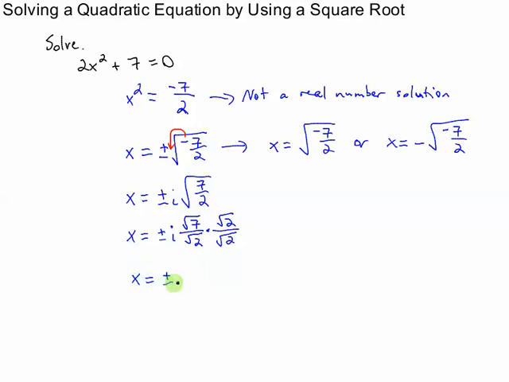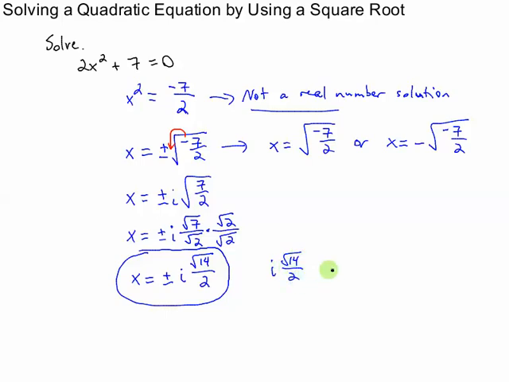So we end up with plus or minus i. On top we have the square root of 14. On bottom, the square root of 2 times the square root of 2 is the square root of 4, which is 2. And there are the complex number solutions. Okay? There's not a real number solution, but there are two complex number solutions. i times the square root of 14 over 2, or negative i times the square root of 14 over 2. Again, taking into account that plus or minus.